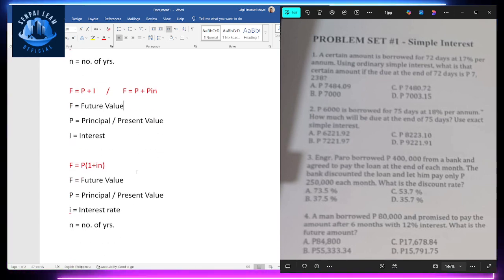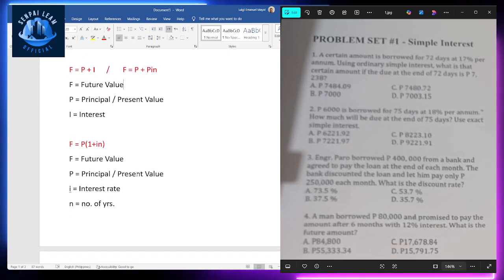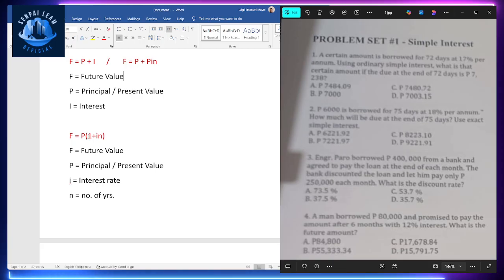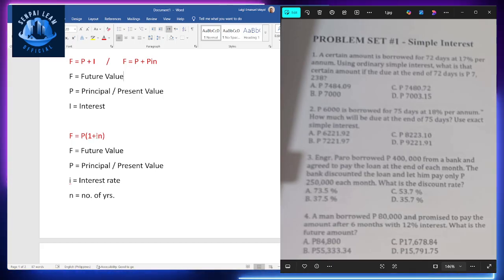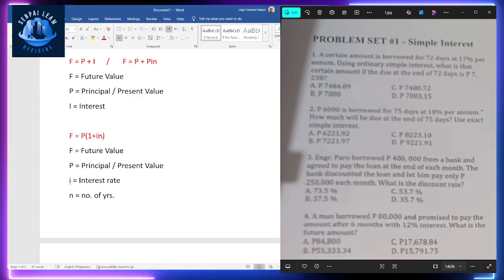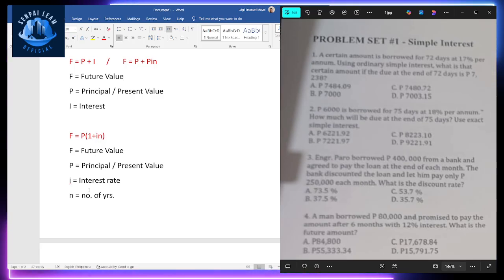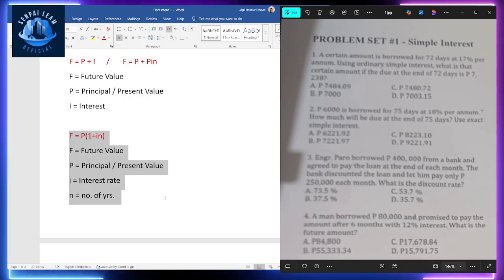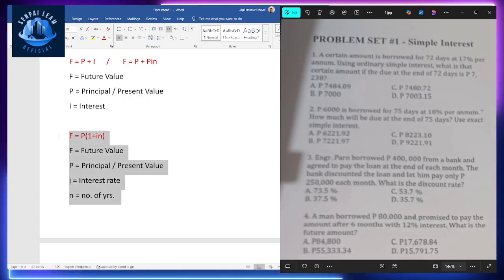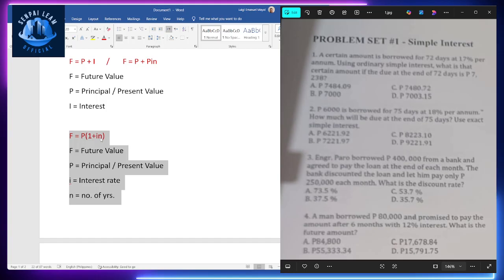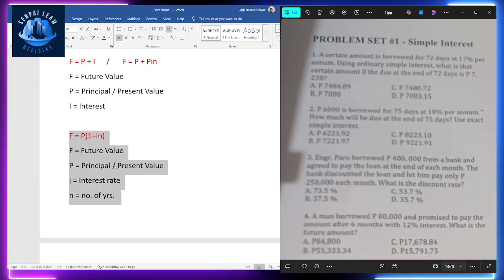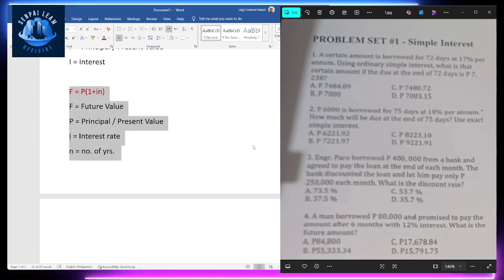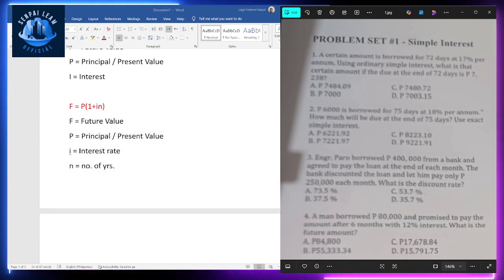Another formula for the future value, the basic or common one, is F equals principal times the quantity of 1 plus the interest rate times the number of years. This is how we engineers usually recommend this formula for any problem. Right now we will be discussing problem 1.